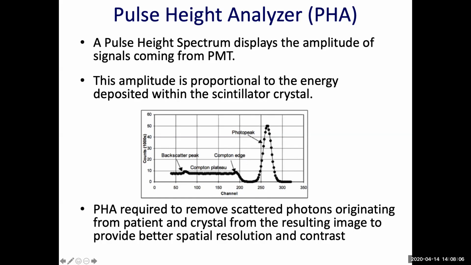The main function of the pulse height analyzer is to remove scattered photons originating from the patient and the crystal from the resulting image, to provide better spatial resolution and contrast. So the function of removing or reducing the scatter belongs to the pulse height analyzer. This is the function of the pulse height analyzer, to remove the scatter, not the collimator. The pulse height analyzer reduces or tries to eliminate the scatter from the image.